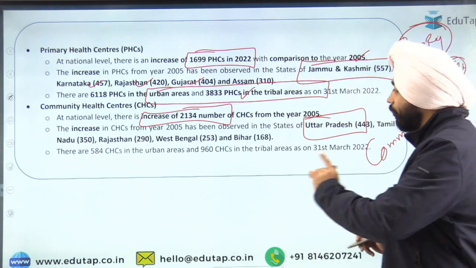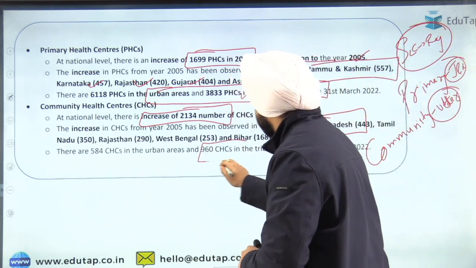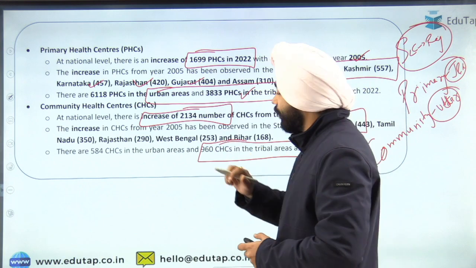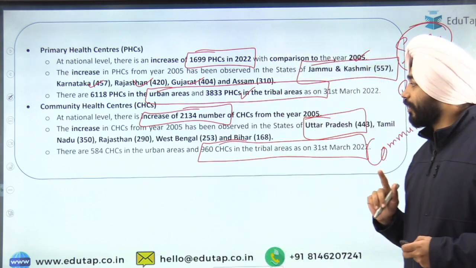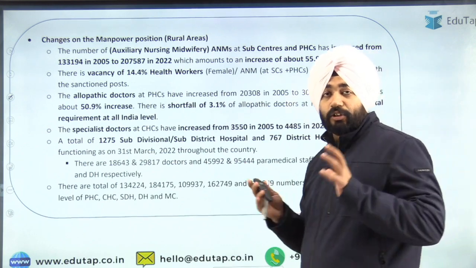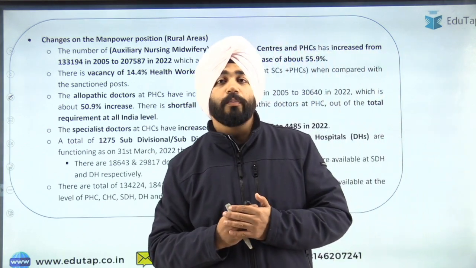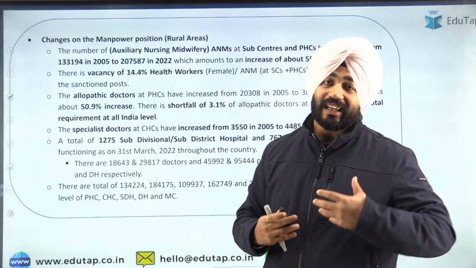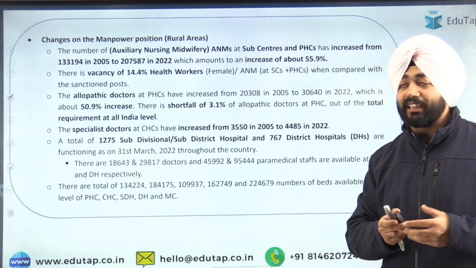Okay, then if I talk about here, it says there are 960 community health centers that are there in tribal areas. Now we'll talk about the manpower, because I have discussed that it is not only talking about health infrastructure, it is also talking about the human resources that are required to better this health infrastructure.